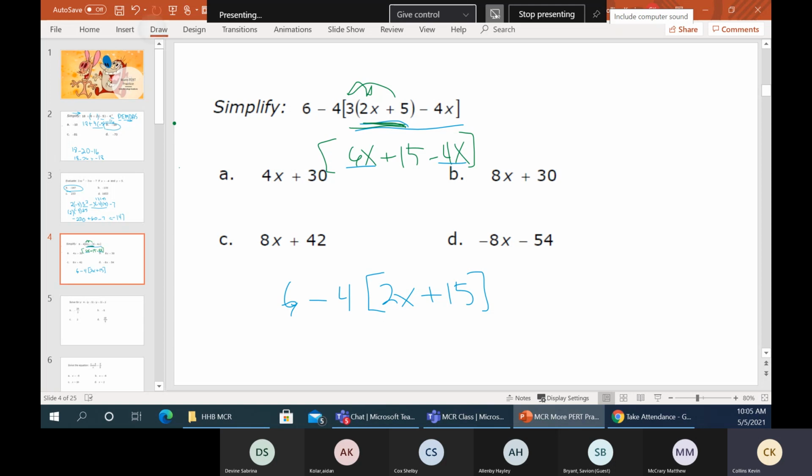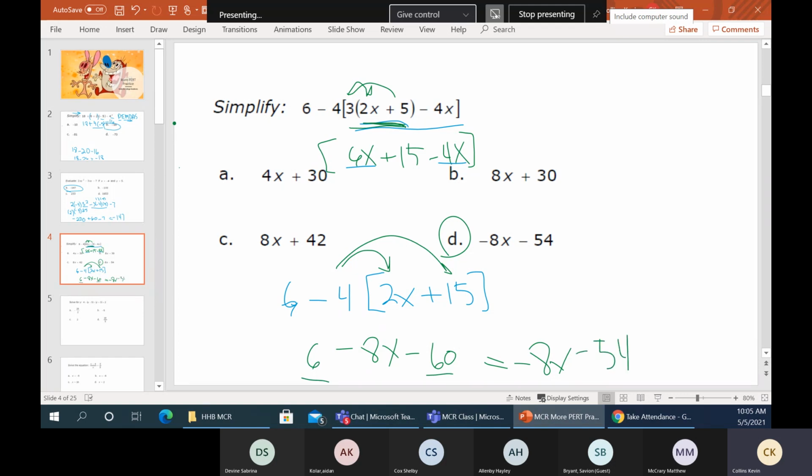So then our next move is to take this guy and multiply by the negative 4. Okay, so then this will be minus 8x, and then this will be minus 4 times 15 is minus 60. And then I got the 6 up front. Okay, so now we've got minus 8x, which tells me automatically that's our answer, because that's the one with negative 8x. But then you do 6 minus 60, you get the minus 54.